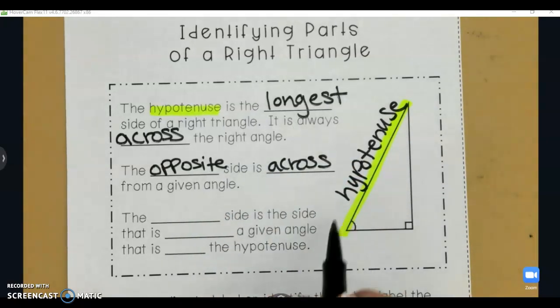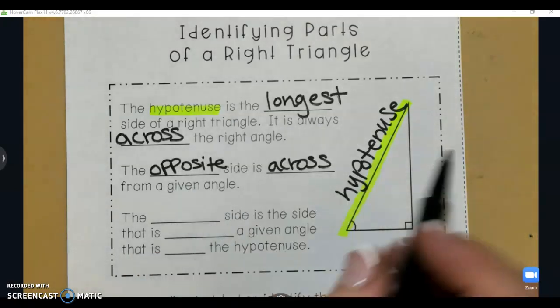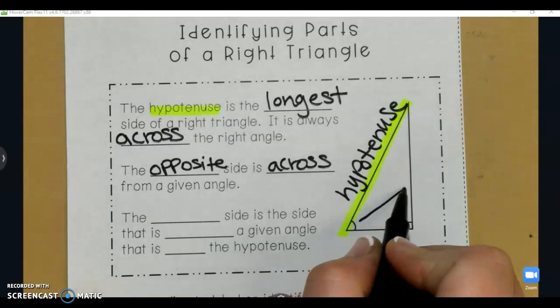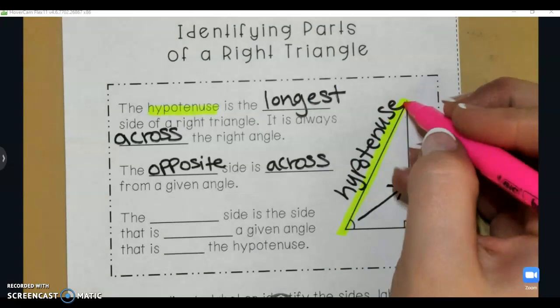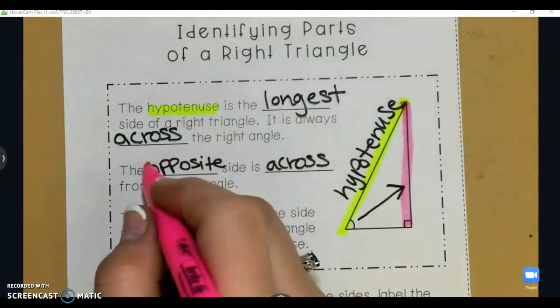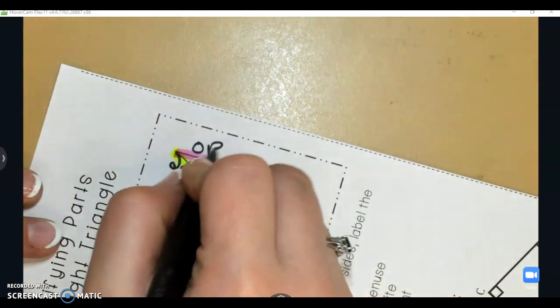So here, this angle that we have the tick mark for, this is going to be our reference angle, our given angle. And we're looking for the opposite side. That is going to be across. So that side there. So I'm going to highlight that pink. And that is my opposite side because it is across from my reference angle.